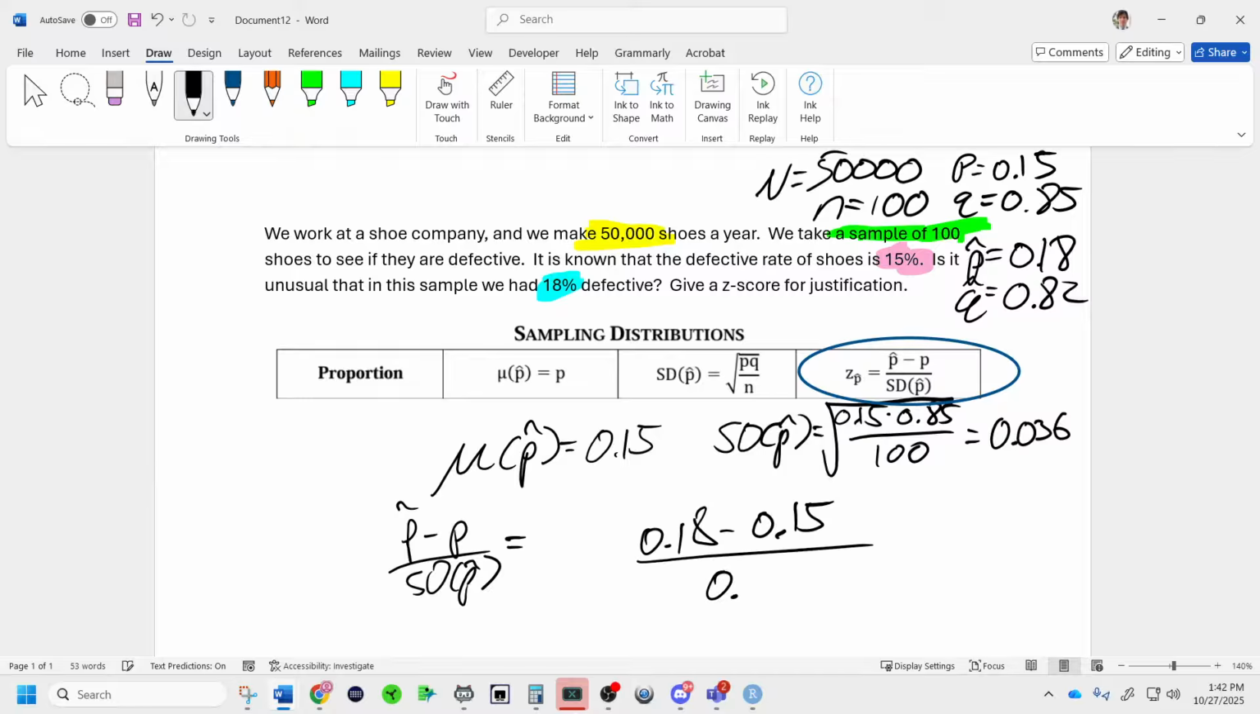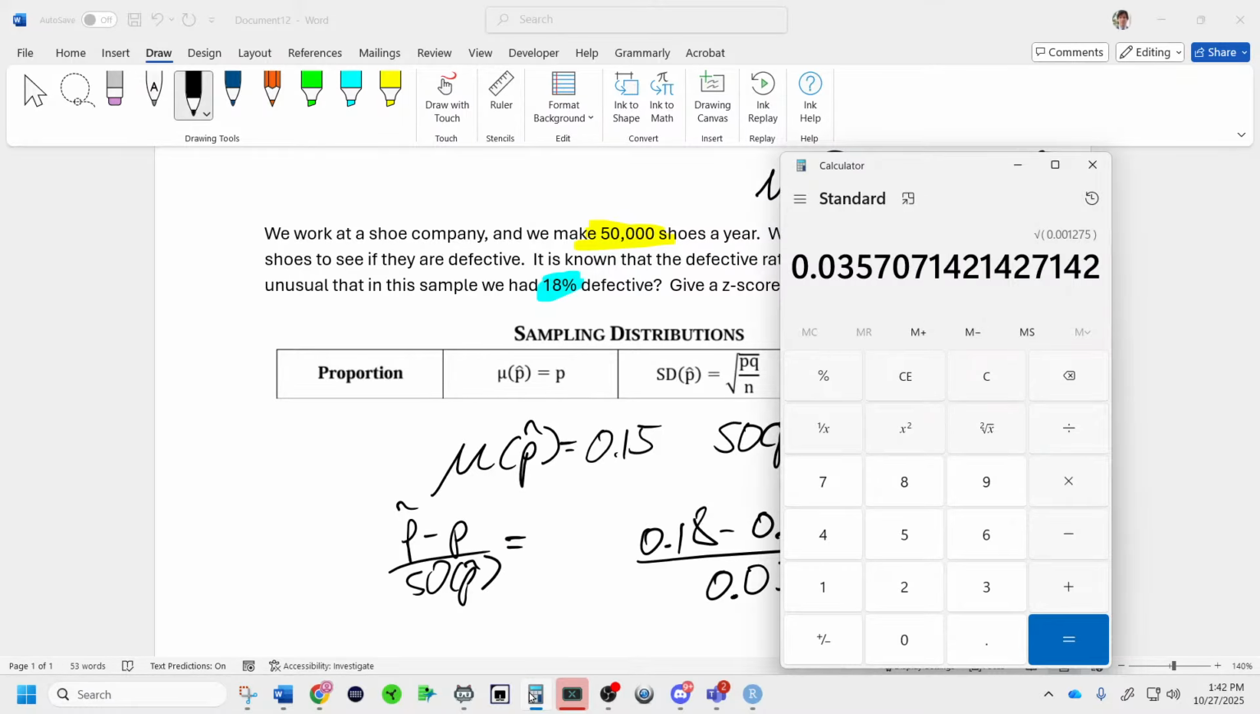And then we just take the standard deviation. It's less than a standard deviation above. So this is going to be a not unusual z-score, because a standard deviation is that, and that's only 0.03 above. If you notice here, this is 0.03, and we're dividing it by 0.036. So that is going to be like 0.8 or so.